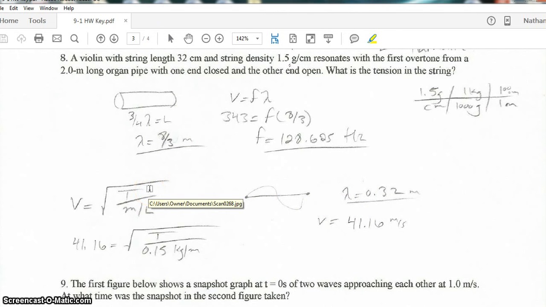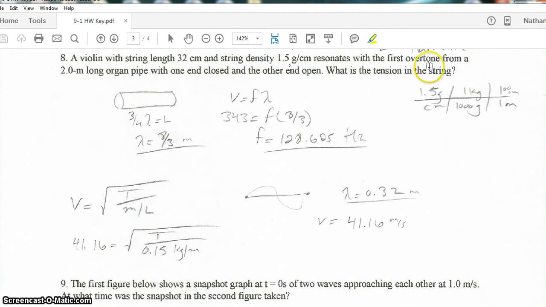But anyway, we've got a violin string 32 centimeters in length and linear density given here. And this hopefully is making you think right away of this type of relationship, my velocity as a function of tension and linear density. Notice I do have to convert my linear density from grams per centimeter to kilograms per meter. So this is the conversion there. That's where my 0.15 came from for the linear density. The first overtone, which is the second harmonic in a 2-meter long organ pipe, is what resonates with that string. What is the tension in the string? So I can use that information they gave me about the pipe to help out.